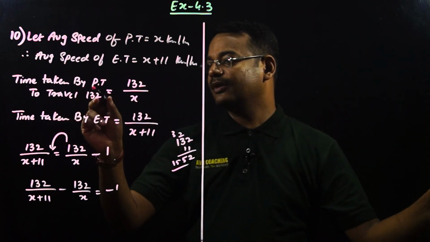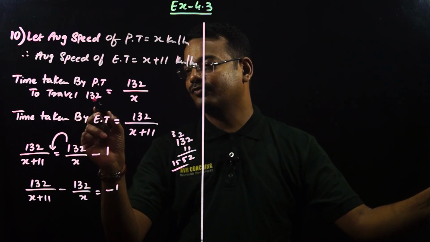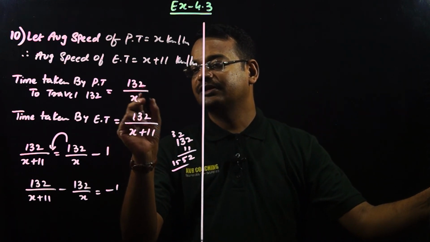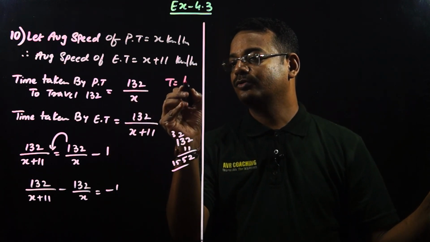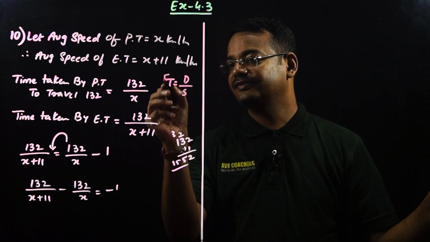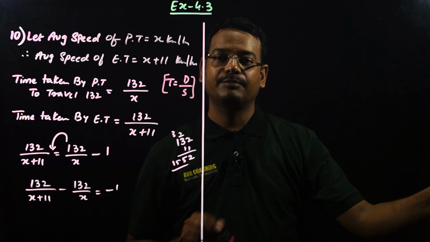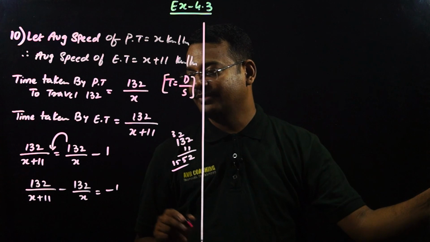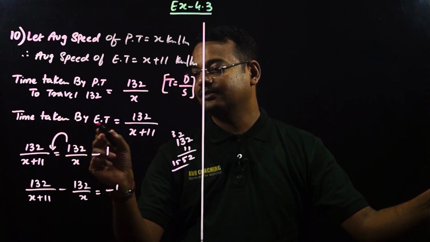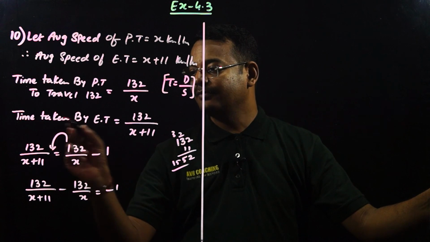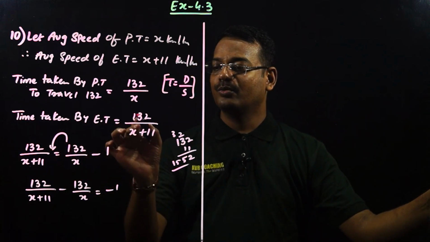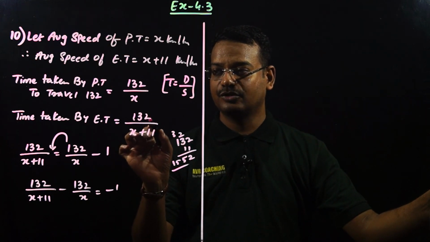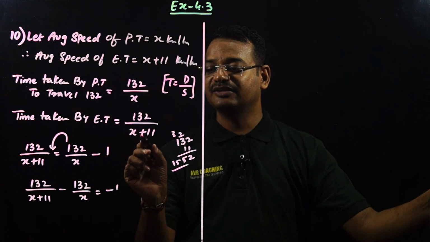Now the time taken by the passenger train to travel a distance of 132 kilometers between Mysore and Bangalore will be equal to 132 by x, because time is equal to distance by speed. This is the formula, which we have already applied in problem number 8. And the time taken by the express train, ET being the express train, is 132 by x plus 11. Distance is 132, distance is not changing but only speed is changing. Speed is x plus 11.